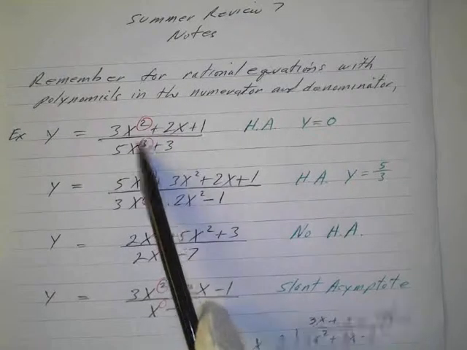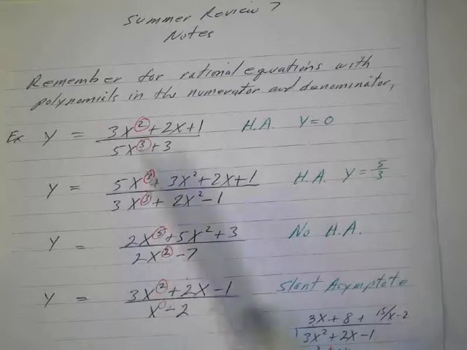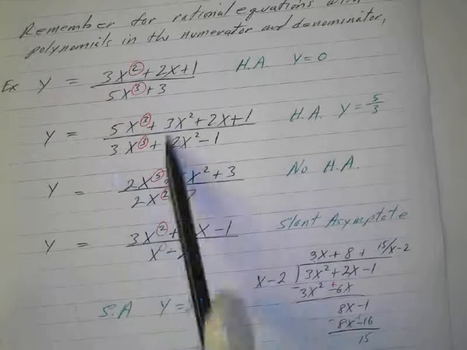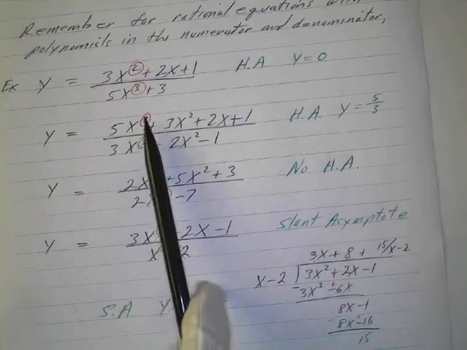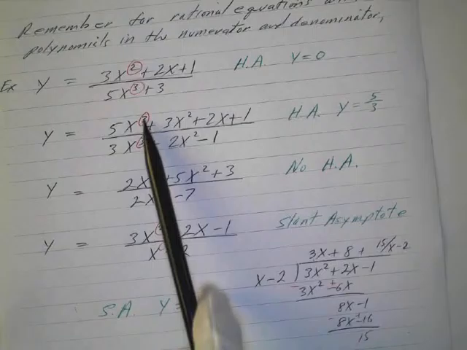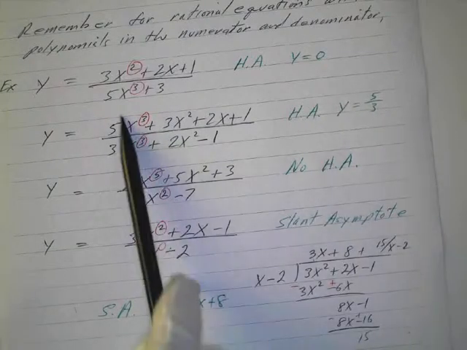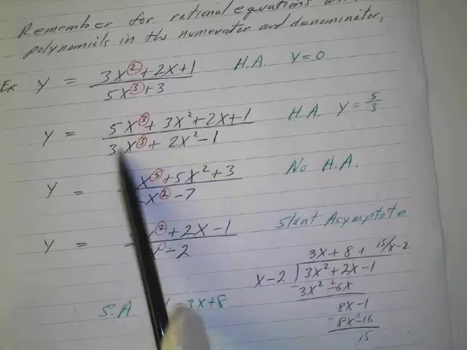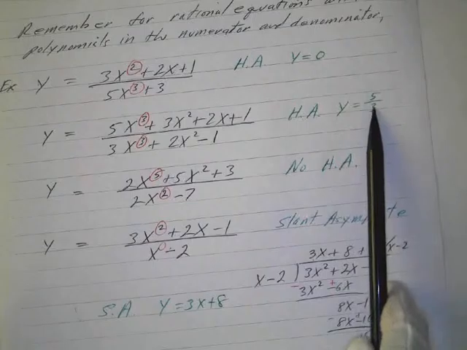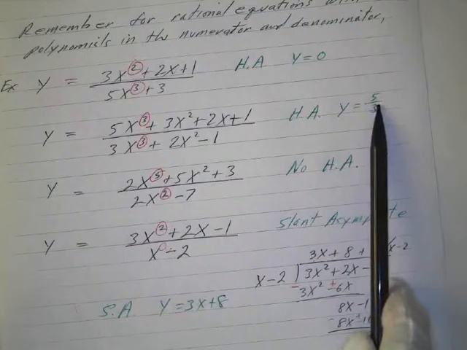If the degree of the numerator is smaller than the degree of the denominator, we have a horizontal asymptote y equals 0. If the degrees of the highest degree terms are the same, here it's 3 and 3, then you have a horizontal asymptote equal to the ratio of the coefficients of the highest degree terms. So in this case, it would just be y equals 5/3.